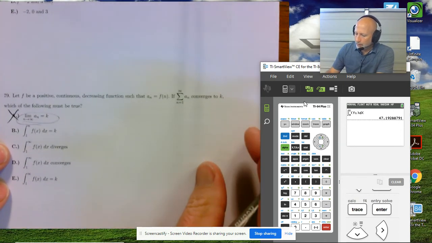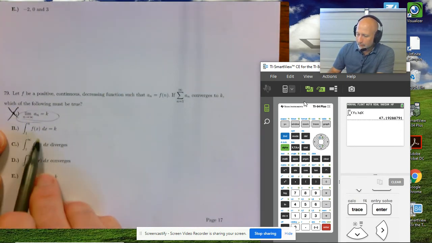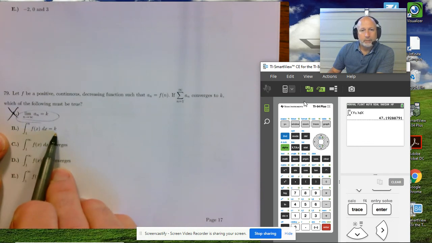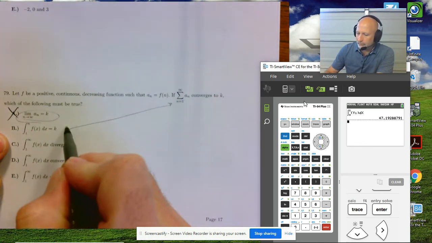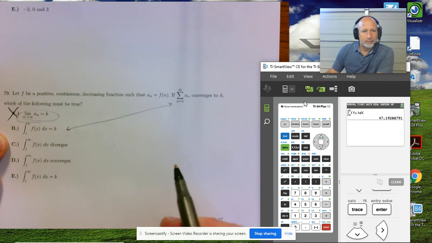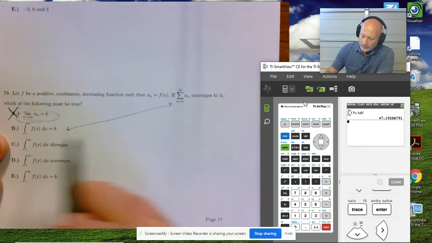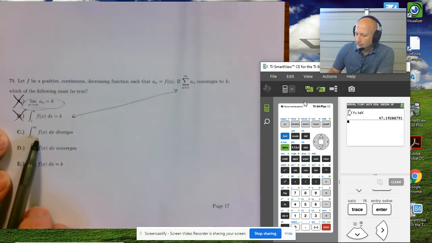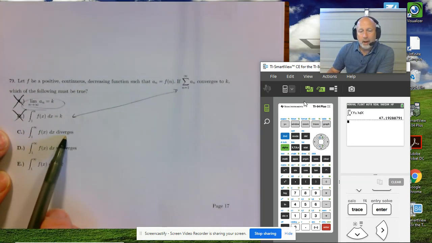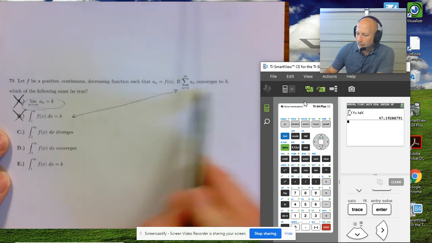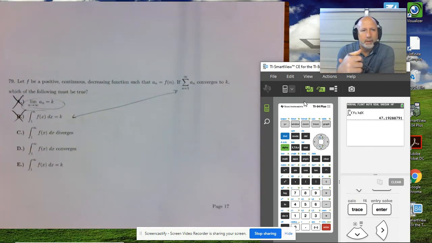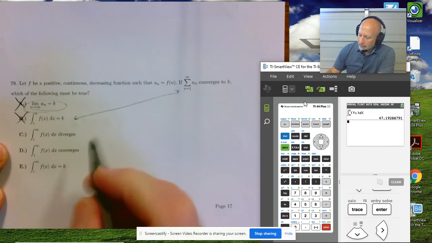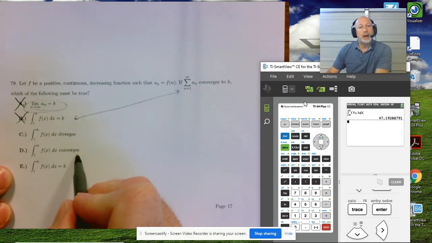Okay, the integral from 1 to n of f of x dx is equal to k. So they're basically correlating these two together and saying they're the same thing. No, that's not the case. Just because this goes to k doesn't mean that this one's going to go to k. Okay, the integral from 1 to infinity of f of x dx diverges. If this converges, does that automatically mean that the integral converges? Okay, we'll come back to that. Okay, same thing here. Do I automatically know that that diverges?